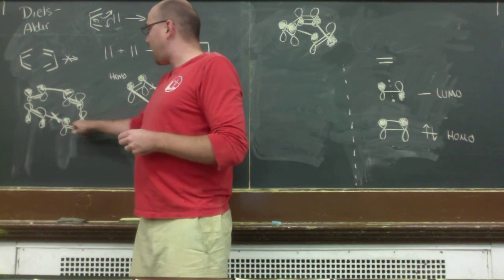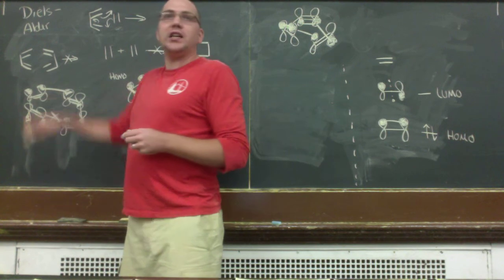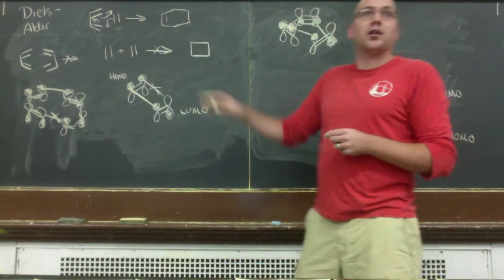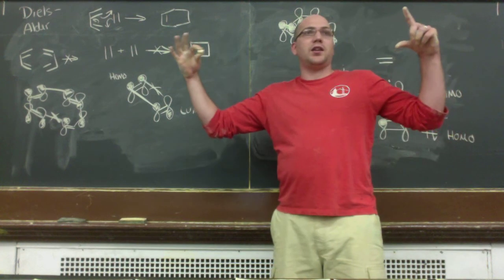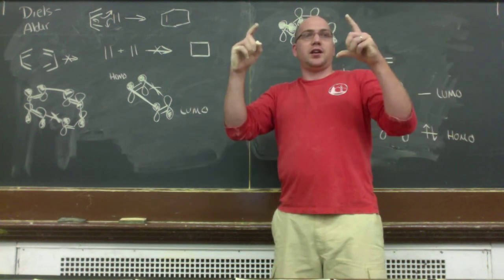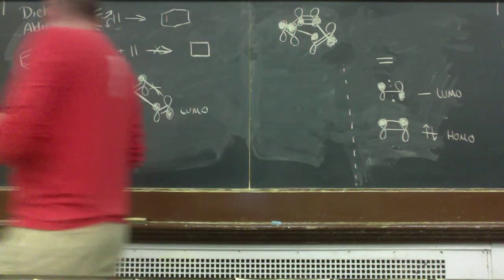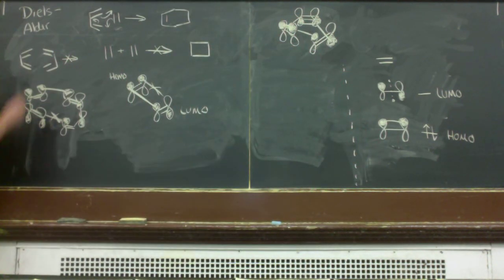Well, you can have this alkene react with this diene. It would be a Diels-Alder then. You would get a different product. You wouldn't get the cyclooctadiene. You'd get a cyclohexene with an alkene hanging off. You know what I'm saying? So if you try to do this, you wouldn't get that.